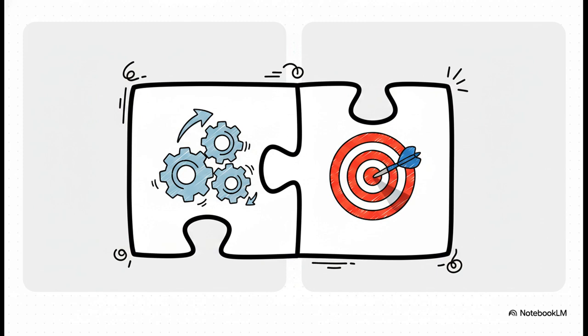The operand might be a raw number, say the number 5, or it could be a memory address pointing to where the data is stashed. A really common pitfall in exams is mixing these two up. Just remember, opcode is the action, operand is the target.